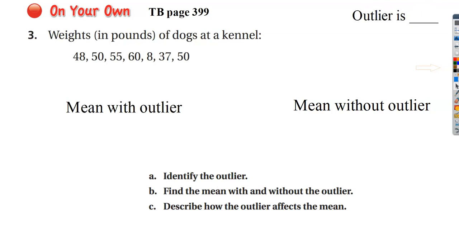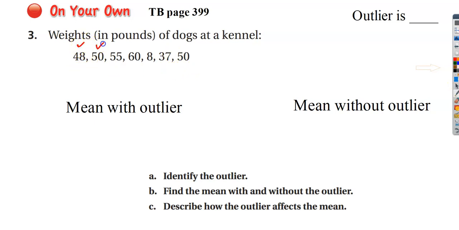Now, one of the things I want to point out is these 2 examples have an outlier that is smaller, but just remember, keep in mind that an outlier can be much larger than the other numbers in the data set.